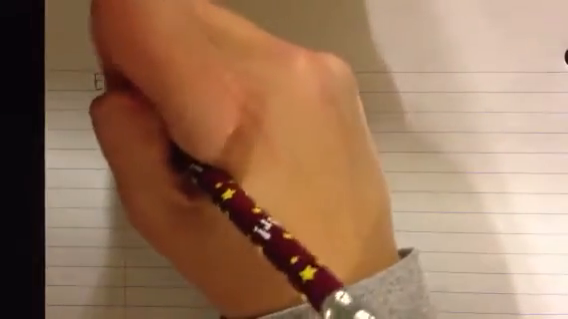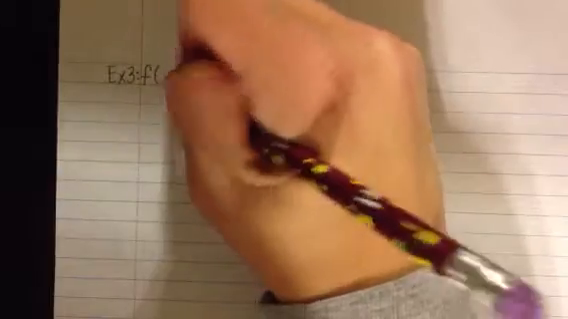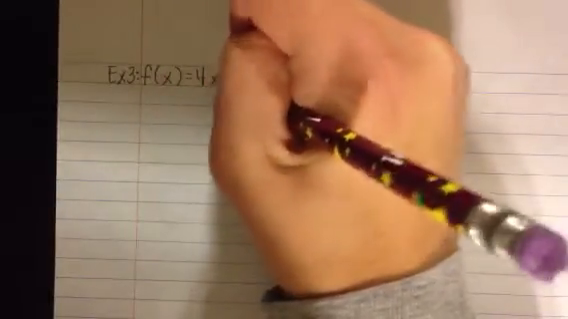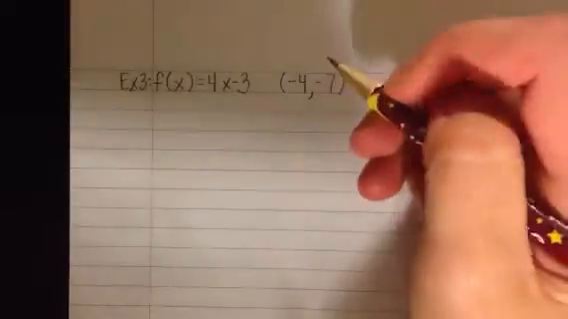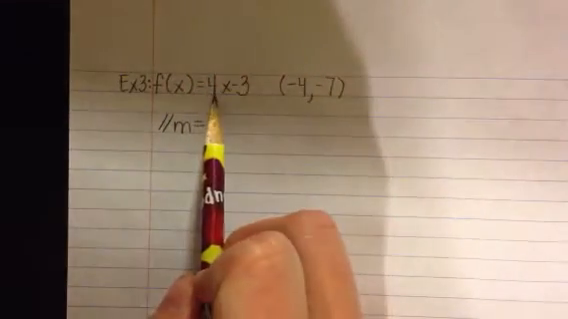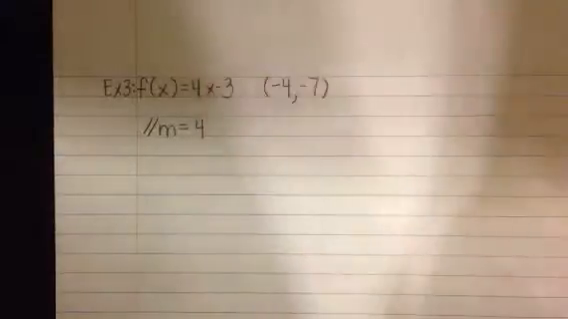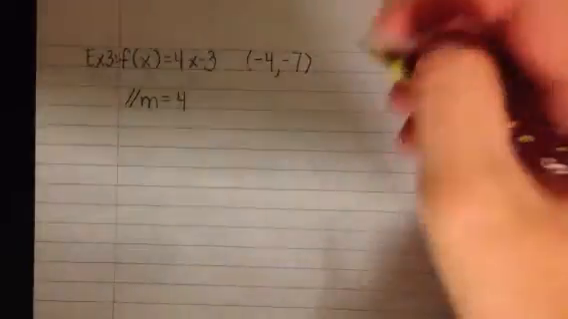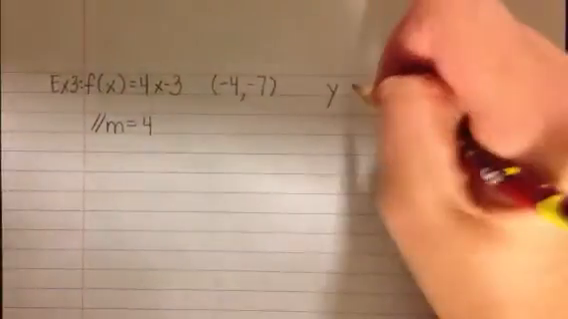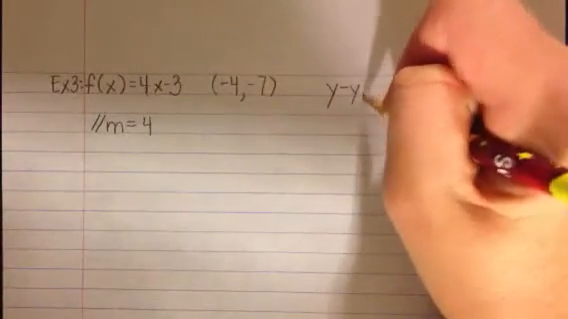Alright, last example. Let's write an equation of a line, example 3, parallel to this line, passing through the point negative 4, negative 7. So I know parallel lines have the same slope. The slope of this equation is 4, so it'll have a slope of 4. So I have my slope, I have my point. I'm going to use point slope.